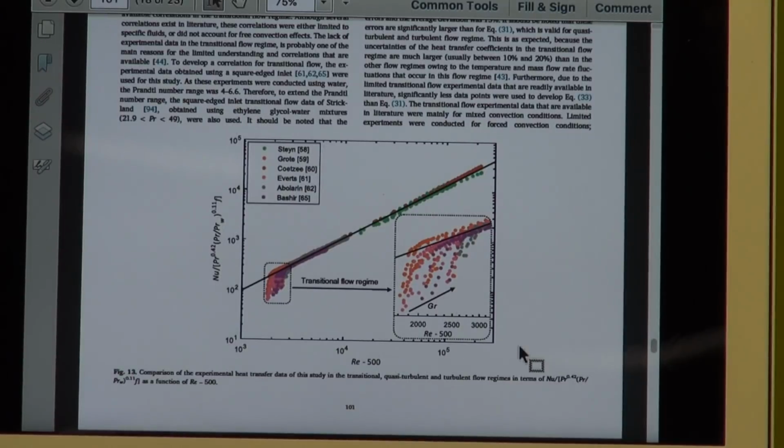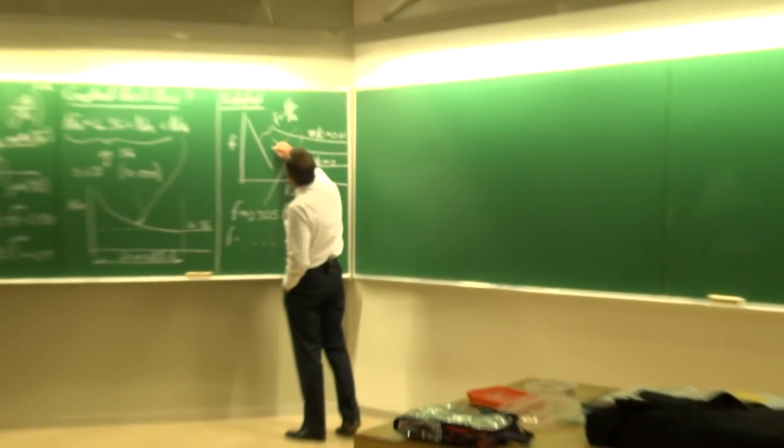Okay, so this is what I want to show you. What you have there is the turbulent flow regime. The equations that we are going to discuss now and that I've given to you are valid only for the turbulent flow regime. Here you start going into the transitional flow regime, the transition, in terms of what I've referred to, where the flow changes from laminar to turbulent.